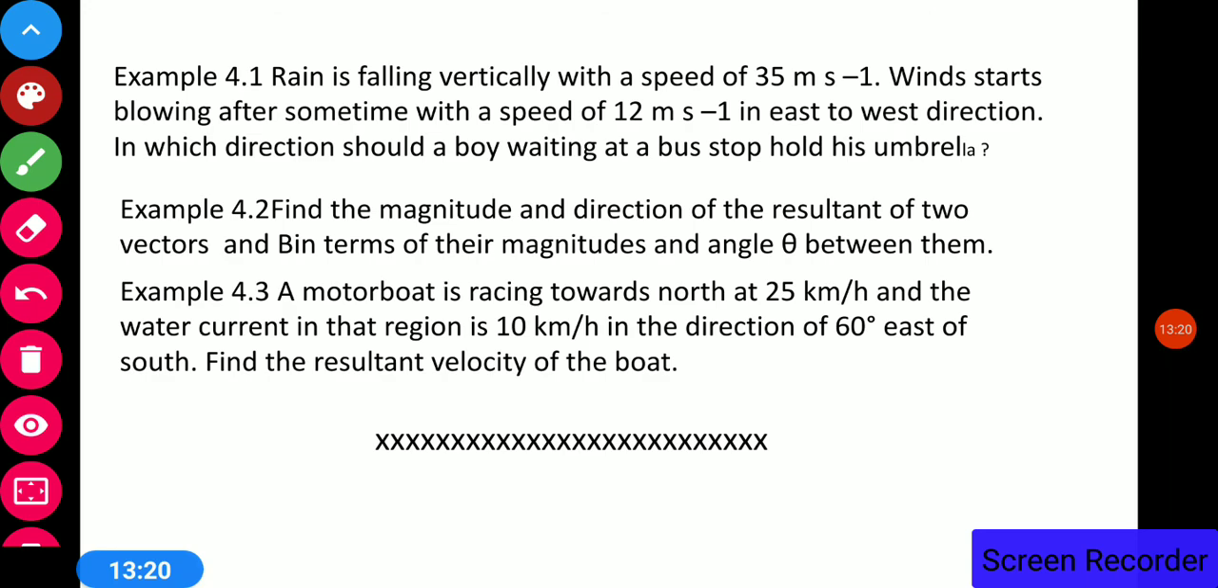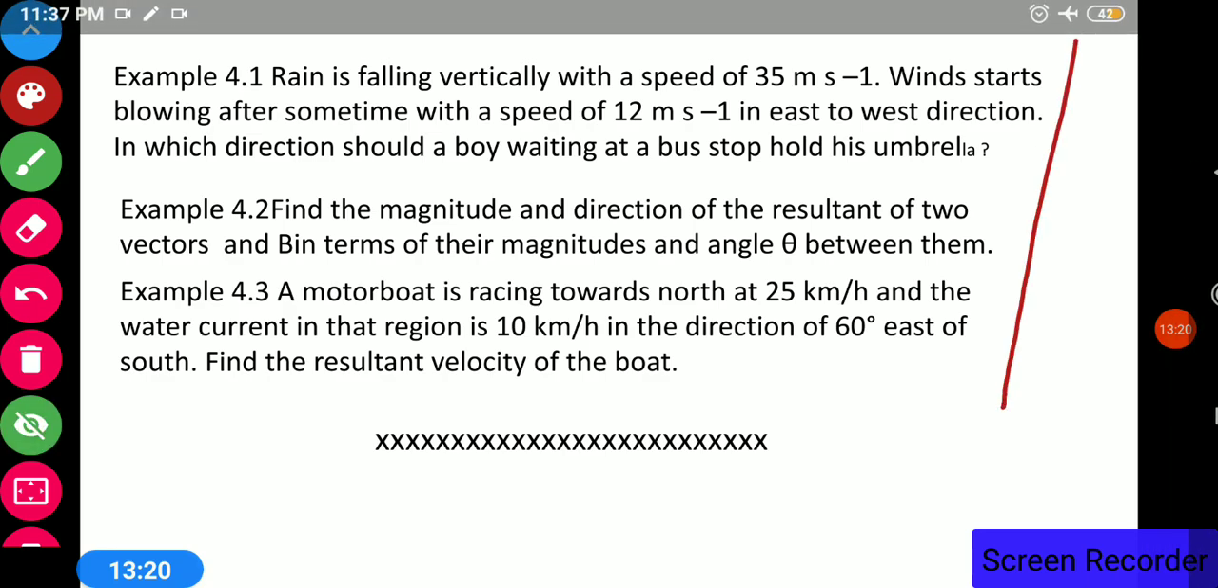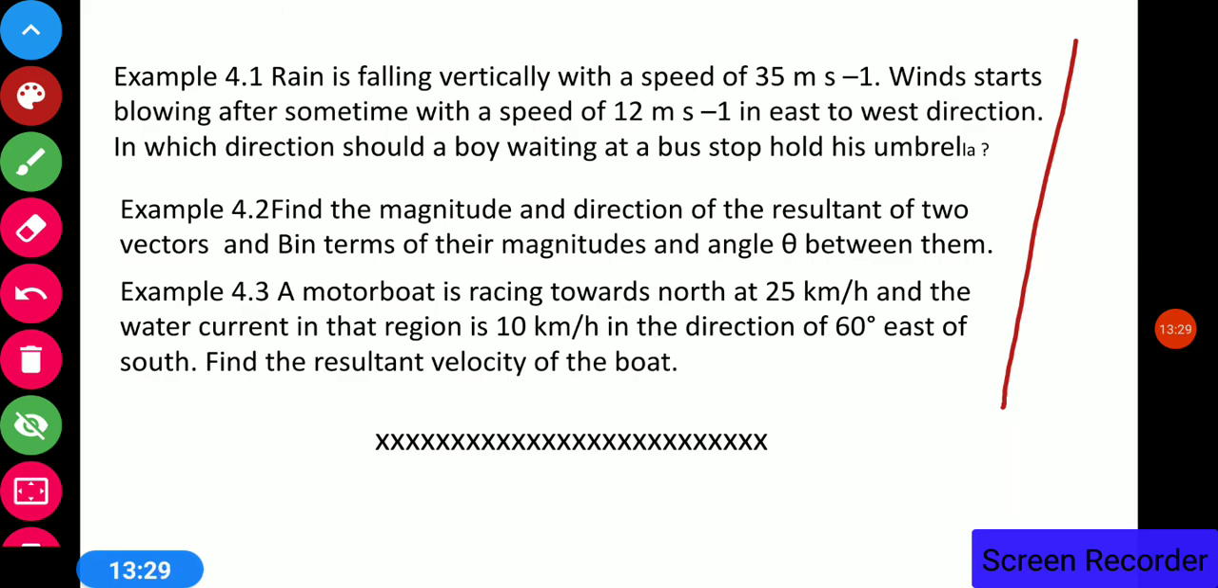So that is all. Now these are three numericals from your NCERT textbook, solved examples. Try to solve them yourself and take the help of the NCERT textbook also, but still if you have any doubt, you are free to ask me any time. So that is all.